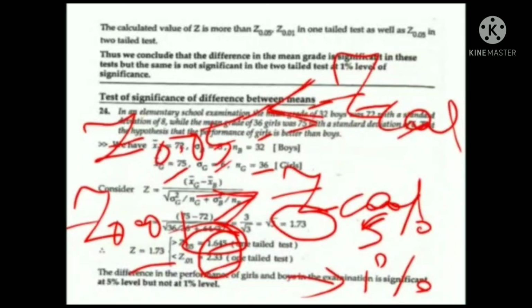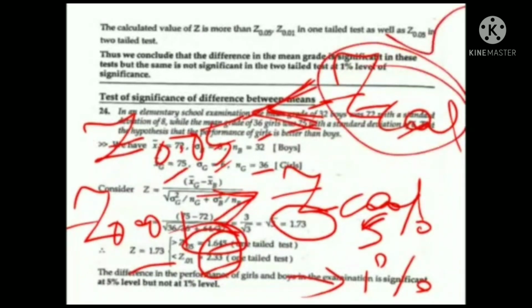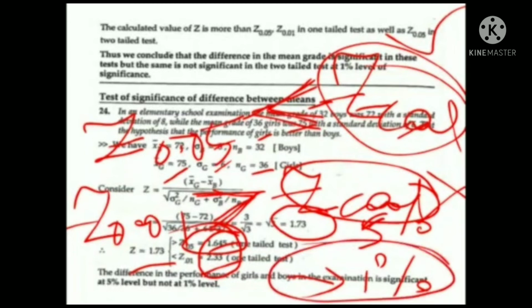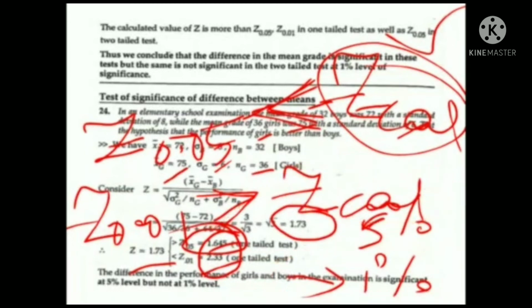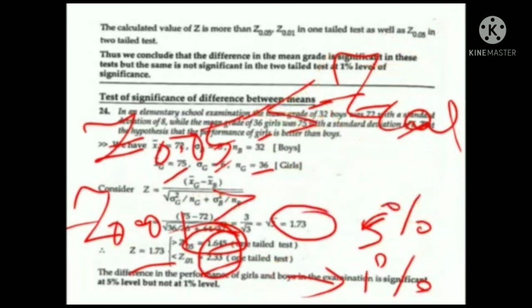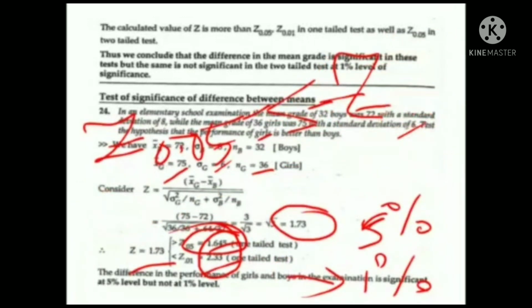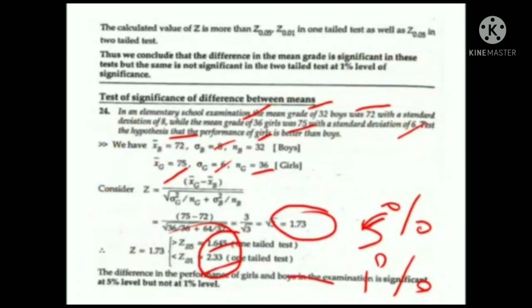Whenever the critical value is less than the calculated Z value, then only the sample is supposed to be accepted. If the critical value is greater than the Z calculated value, then the sample is supposed to be rejected. Therefore, at 1% level of significance, we are supposed to reject the null hypothesis. Understood? But at 5% level of significance, in this particular case, we can accept the null hypothesis.